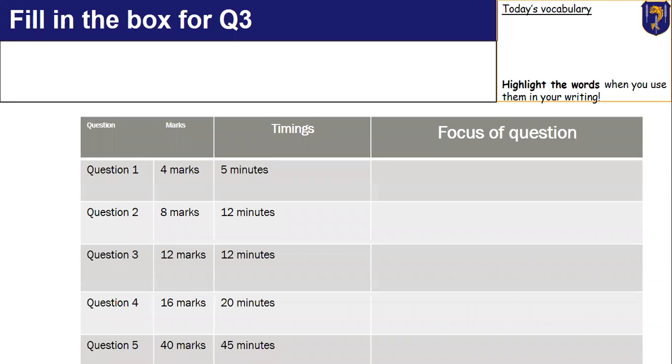Okay, so for question 3, write in the focus of the question as I've just discussed. Pause the video now. Okay, good. So for question 3, you should have written, we'll be analysing language.